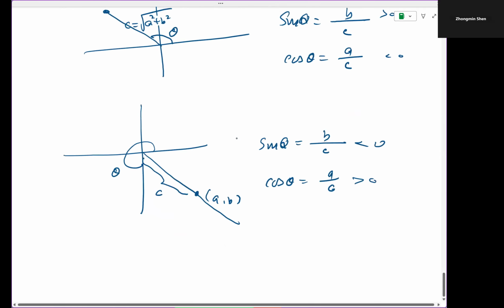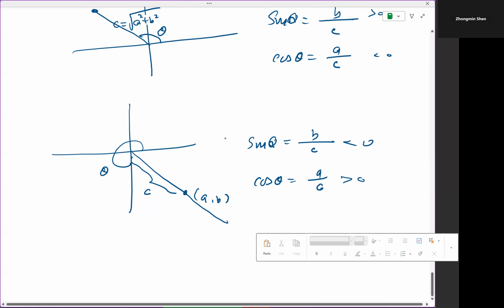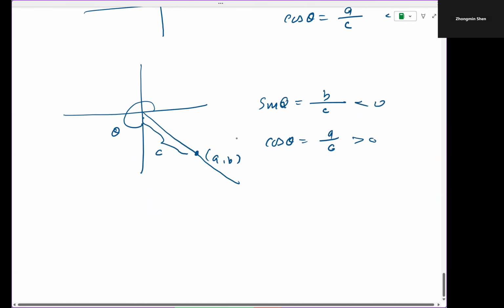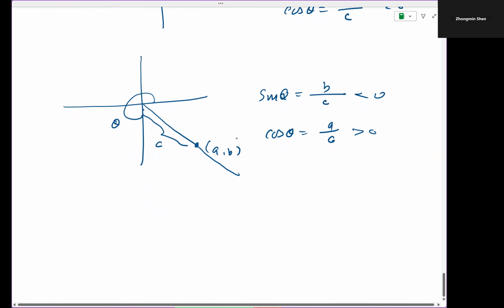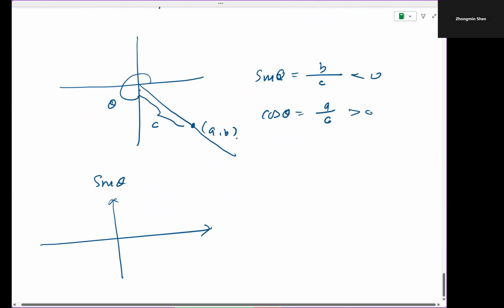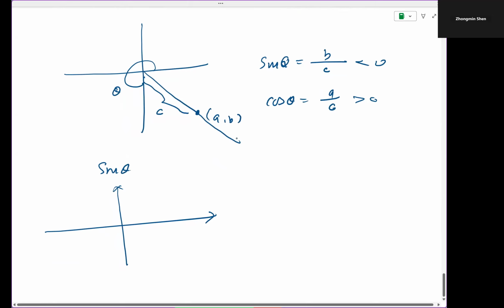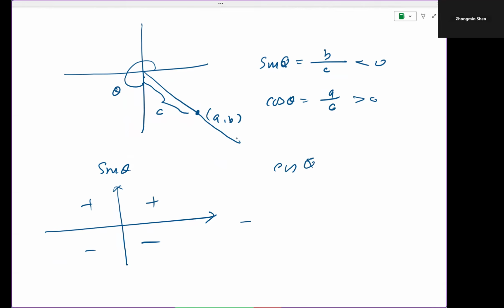Okay, so you have four quadrants. For sine theta, in which quadrant is sine theta positive? Yeah, so positive, positive, negative, negative. For cosine theta, that's positive, negative, negative, positive.